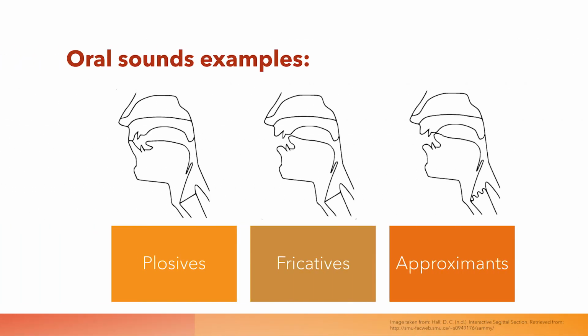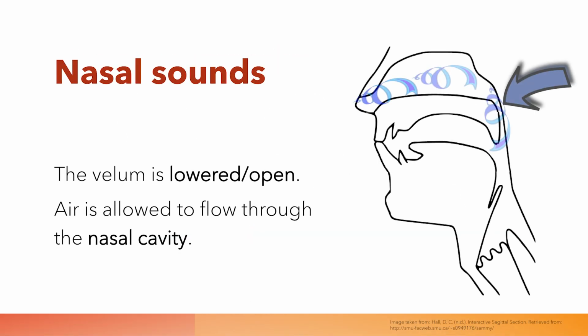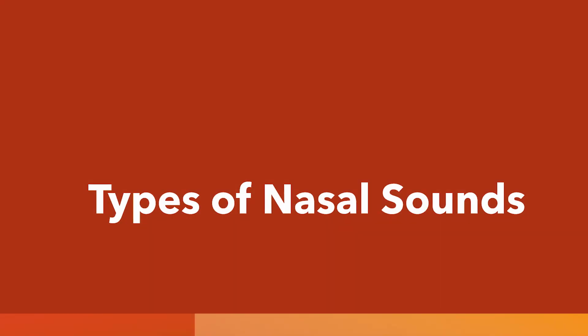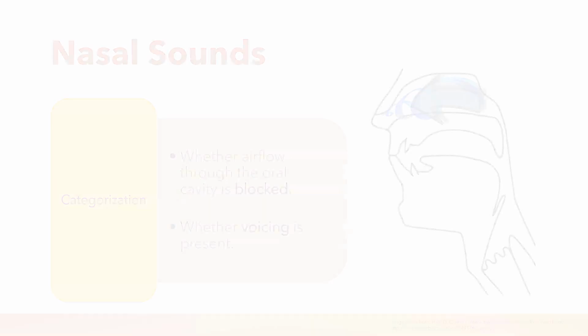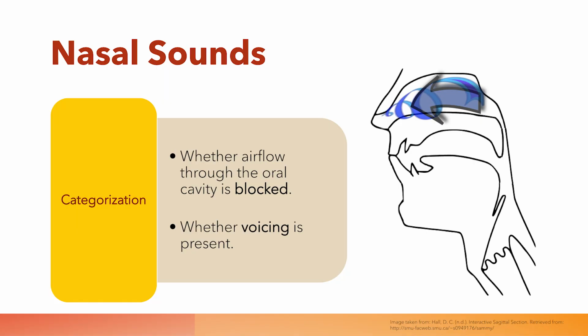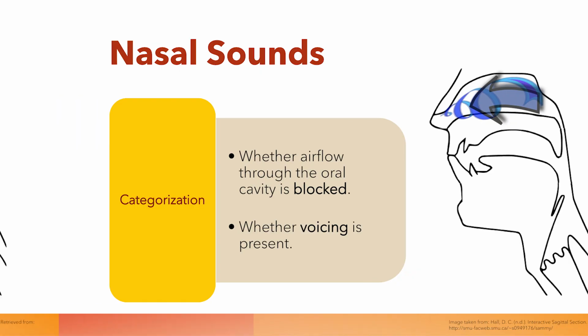Examples of oral sounds include plosives, fricatives, and approximants. In contrast, for nasal sounds, the velum is lowered or open, allowing air to flow through the nasal cavity. Nasal sounds are categorized primarily by whether airflow through the oral cavity is also blocked and whether voicing is present.